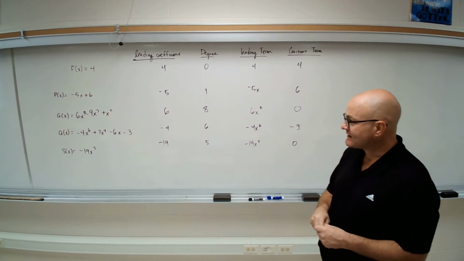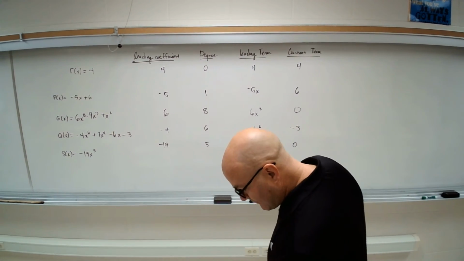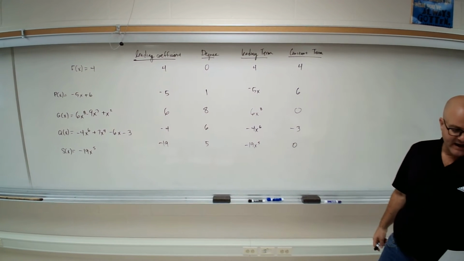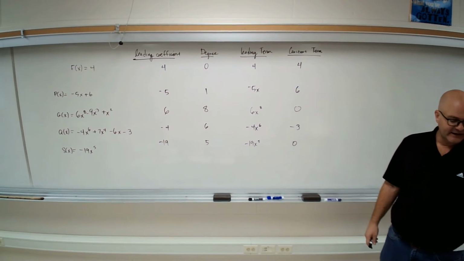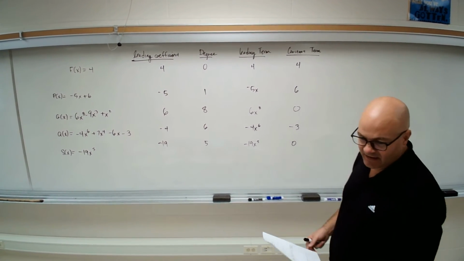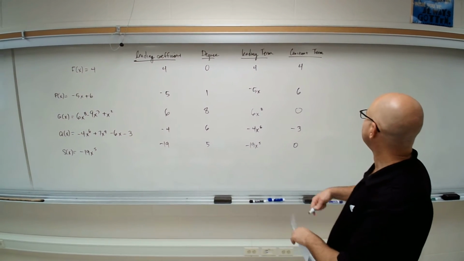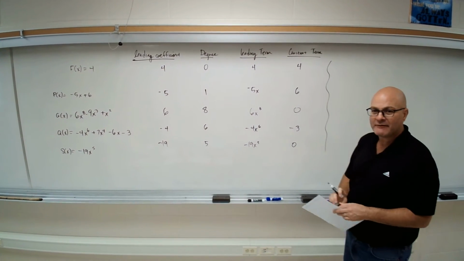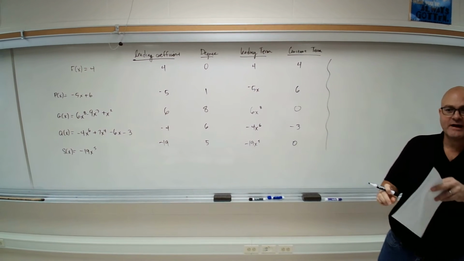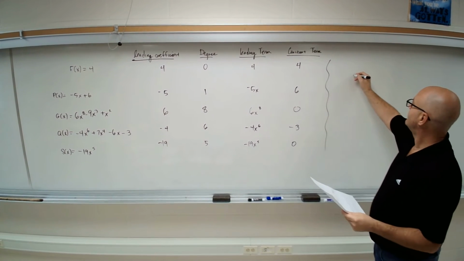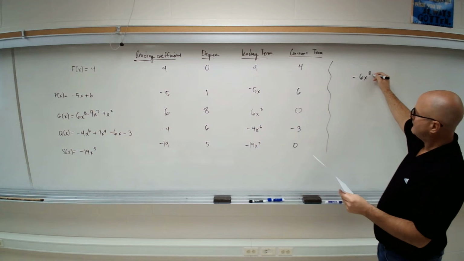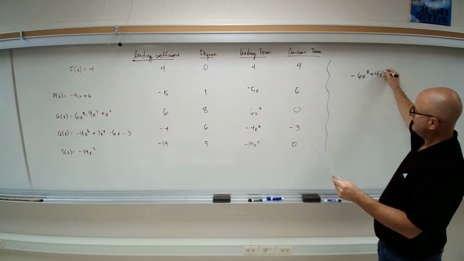Okay, so the next part asks us to write a polynomial function of degree 8 with 4 terms, a leading coefficient of -6, and a constant term of 11. That's a lot of stuff, right? Did anybody have one that they could give us? Did you do that one? Yeah. I have -6x to the 8th plus 4x squared plus 2x plus 11.